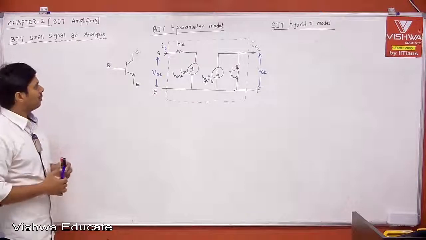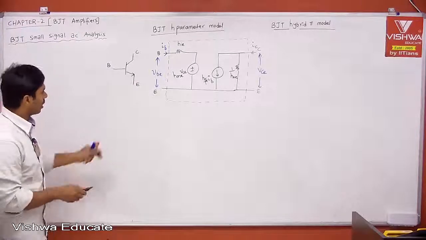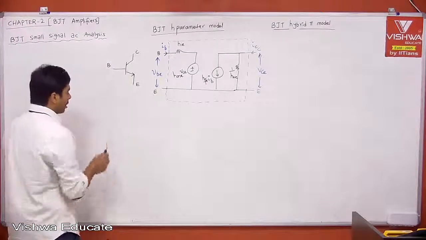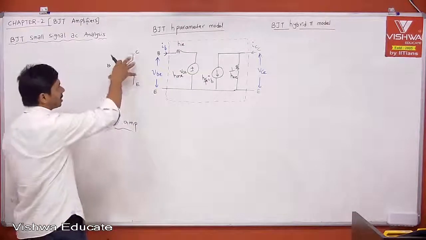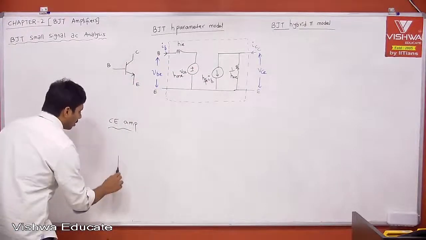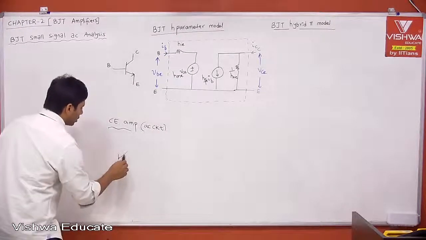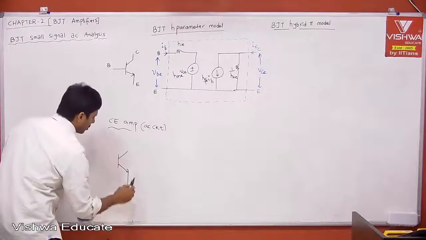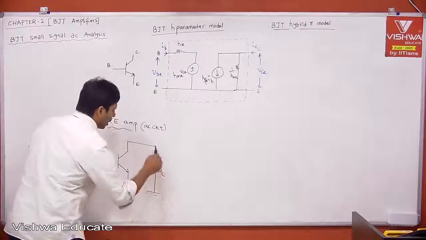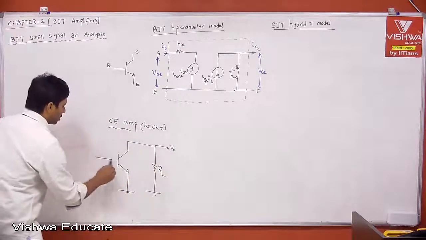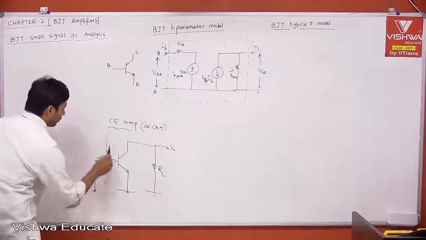Let me tell you, when you use your circuit in an amplifier configuration, let us say common emitter. What do you mean by common emitter amplifier? We are going to use this transistor for amplification purpose. Let us say only the AC circuit. I am speaking about only AC analysis. Then this is our configuration. Emitter is common, this is my load, this is my output voltage, and this is my input voltage.